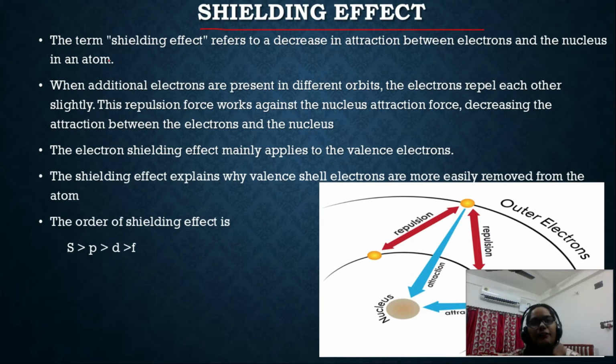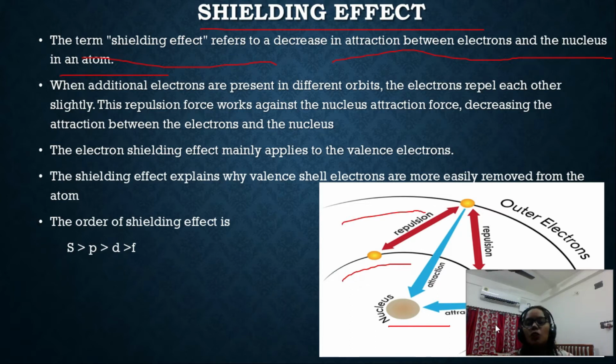The term shielding effect refers to a decrease in attraction between the electrons and nucleus. So this is the nucleus, and around the nucleus we have the electrons. Electrons are revolving, right? These electrons are generally attracted by the nucleus, right? So this attraction force. Now what will happen when additional electrons are present in different orbits? The electrons repel each other.